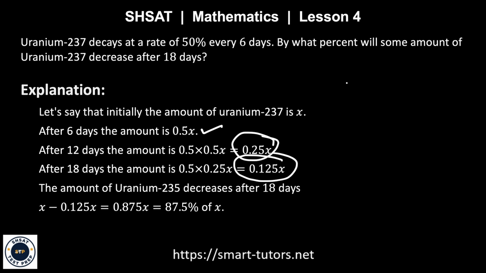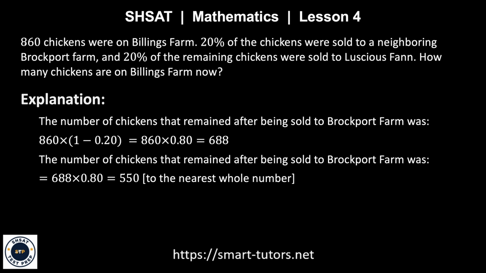So that means you need to divide by half every time. So first x divided by 2 gives you 0.5x. After 12 years, it will be again half of that, so that gives you 0.25x. And after again 6 years, it will be half of that, so that means 0.125x. Right, so that much amount will remain. So how much will it decrease? So x minus 0.125x, that gives you 87.5%.